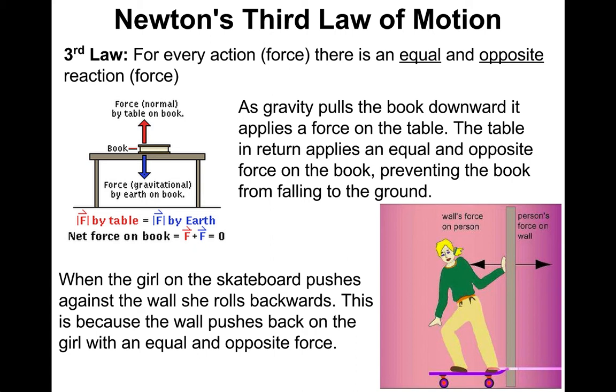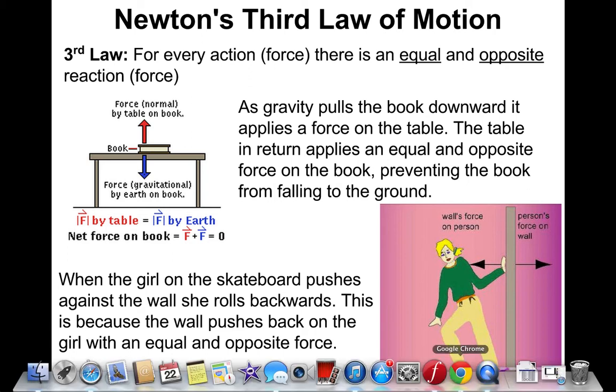So if we look at the girl on the skateboard, and you could try this at home either with a skateboard or roller skates, she's pushing on the wall with a force. The wall, in turn, is pushing back on her with the same amount of force, an equal and opposite force. So her force is going to the right, the wall's force is going to the left. And because of that, the skateboard is going to roll backwards. It's going to roll to the left of your screen because of that equal and opposite force.